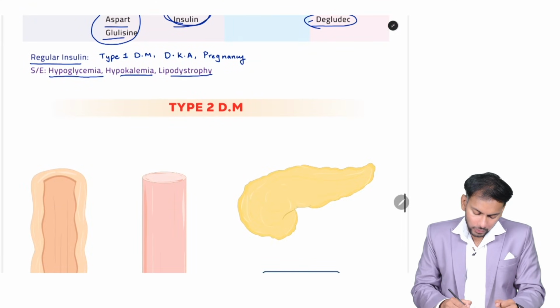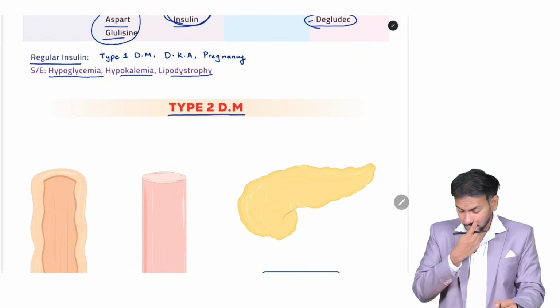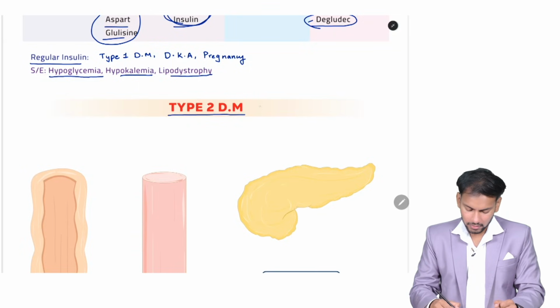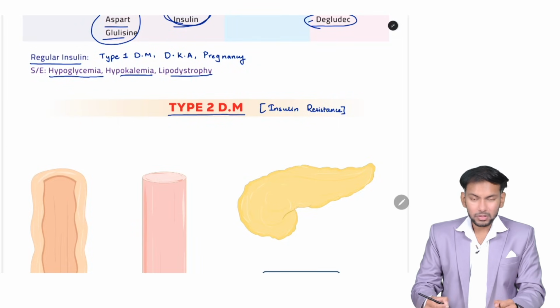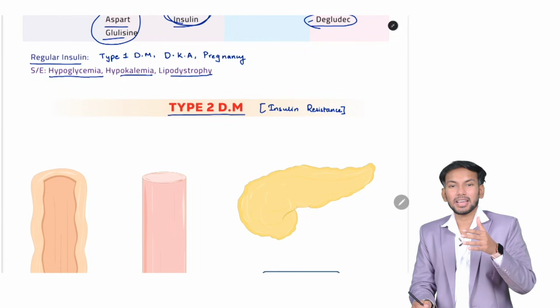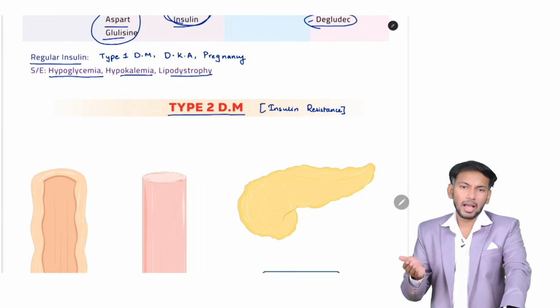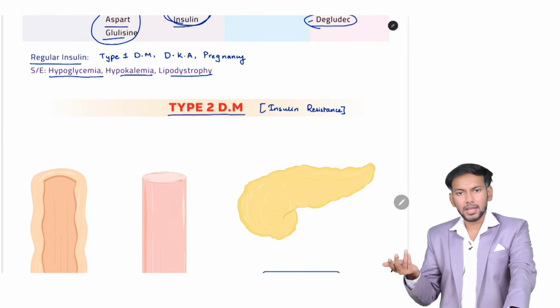Now, coming to the type 2 diabetes mellitus, the problem here is insulin resistance. So, here we can give two types of drugs. One that is increasing the secretion of insulin. The others are drugs acting via other mechanisms.